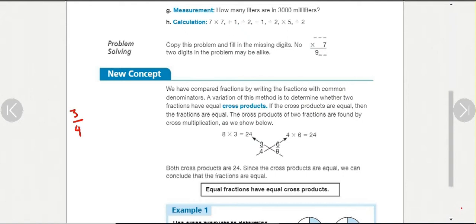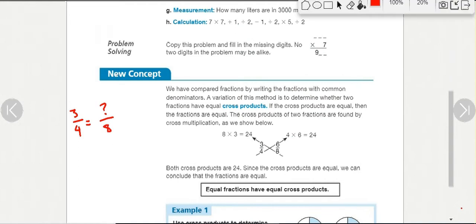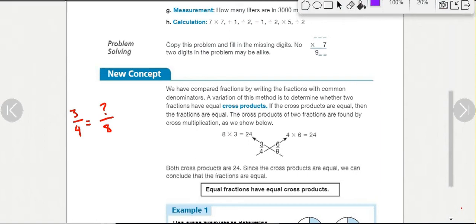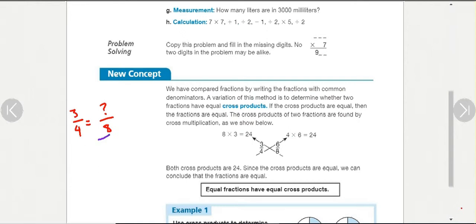like 3/4 is, I don't know, over 8. What do we do? We find the constant factor or scale factor between the denominators, or whatever numbers we know. We know the 8 and the 4, right? 8 divided by 4 is 2. So this is going to end up being multiplied by 2. Right? We can also solve by cross multiplying to find products across diagonally.